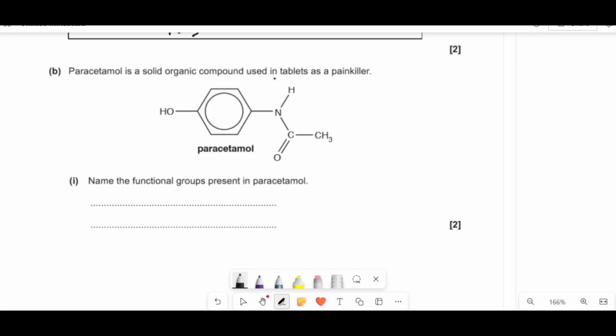Paracetamol is a solid organic compound used in tablets as a painkiller. Name the functional groups in this. So we have a benzene with an OH, so it's phenol. And here we have a C double bond O next to an NH, which is an amide. You should be able to recognize those immediately. An amine is C next to an N, but it doesn't have a double bond O. C double bond O, NH is going to be an amide, right?